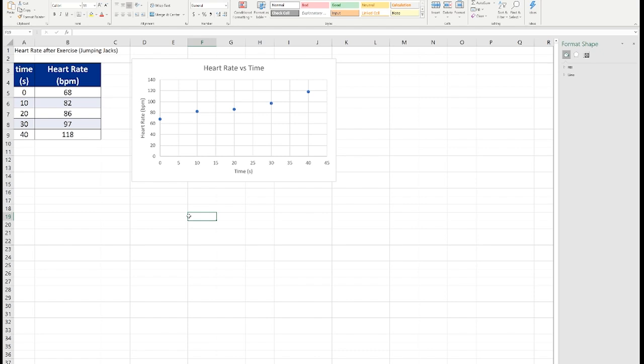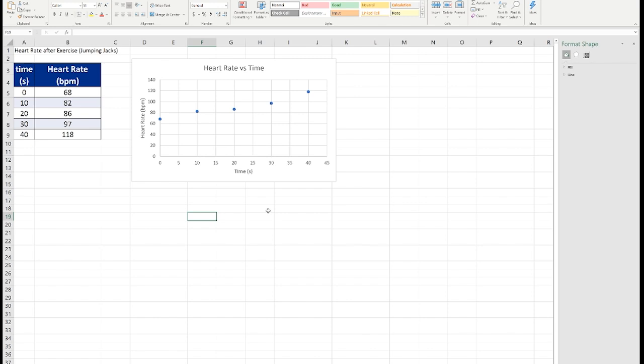From here, I can make some assumptions about maybe what is the heart rate at 5 seconds or 15 seconds or 25 seconds. And maybe I can make some predictions about what it would be at 45 seconds or 50 seconds. However, if I can represent that data mathematically, I can more conclusively say what the value of heart rate is for 5, 15, 25, or predict the value for 45 or 50 seconds. We'll use linear regression in order to create that mathematical model.